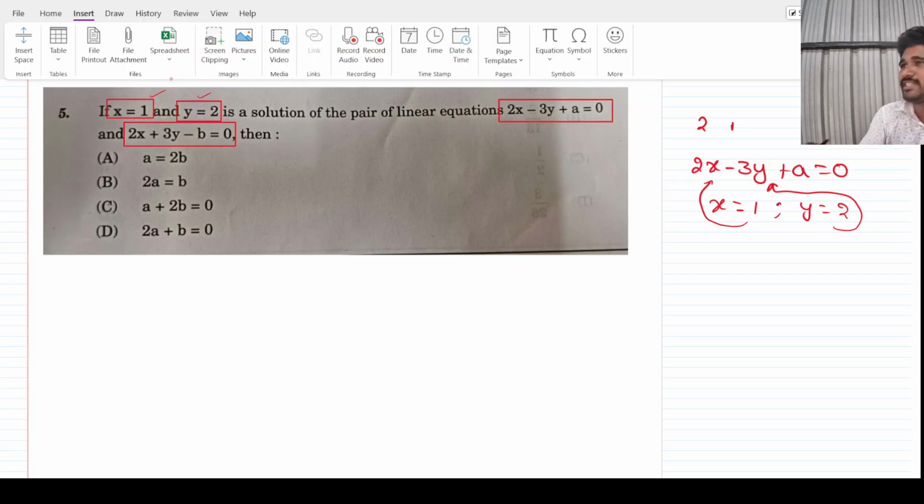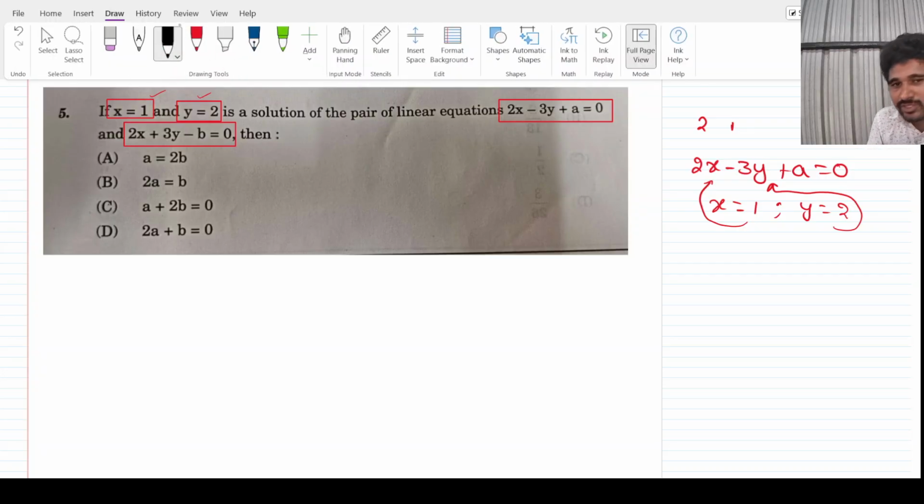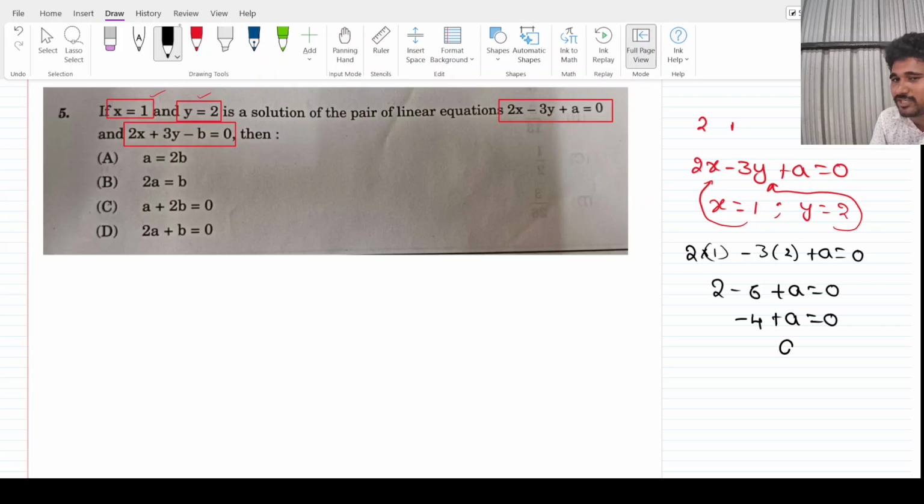Or else, in a simple way, substitute x as 1, y as 2. What will it become if I substitute x as 1? 2 into 1 minus 3 into 2 plus a equal to 0. 2 minus 6 plus a equal to 0. Minus 4 plus a equal to 0. A is equal to 4. Understood? A is equal to 4.